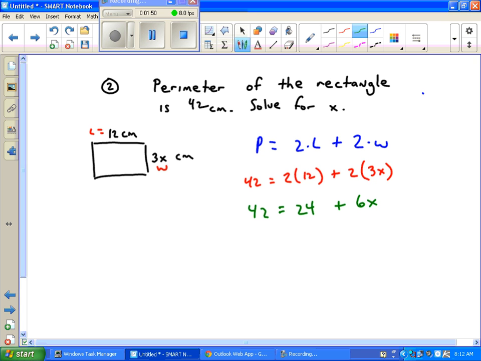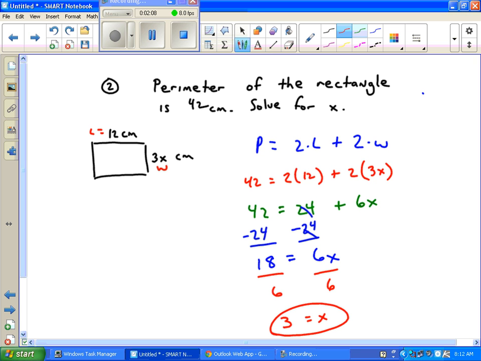Then it becomes just like the problems we've been looking at. Get rid of plus 24 by subtracting it. These will cancel. 6x. Get rid of 6 times x by dividing. Do it here as well. X equals 3. And that's all, you're solving for x. Heading back to x for the length, you'd plug it back in. Your length is 12, I should say. For the width, you'd plug in 3 and you get 9 centimeters for your width.